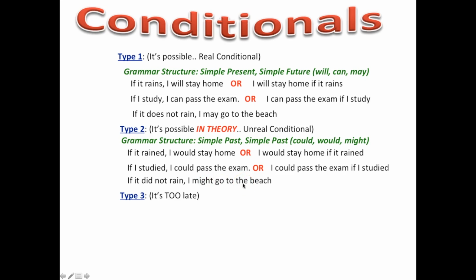Okay. Now we have conditional type 3, which is too late. There's nothing we can do. It's a little too late for this. Okay, it already passed. There's nothing we can do. Here is for the present and the future. Here is for the future, but it's not real. And here is a little too late. Okay, it's already passed.